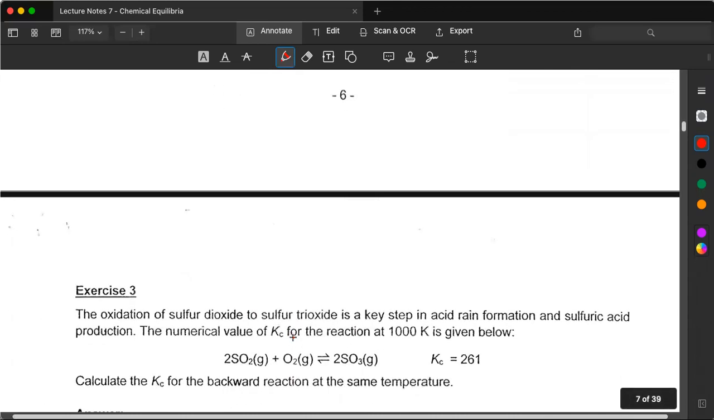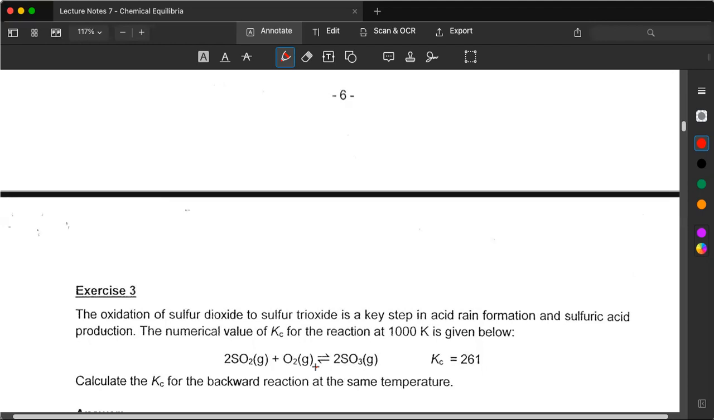Now look at this exercise. Give yourself some time to read and try before we check the answer, okay? You can pause the video. The oxidation of sulfur dioxide to sulfur trioxide is a key step in acid rain formation and sulfuric acid production. So the numerical value of Kc is given below. This is the contact process where SO3 is formed. Kc was given as 261. There's no unit because the units cancel off in the expression.